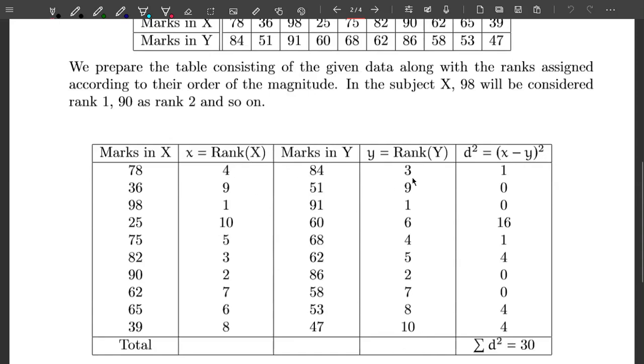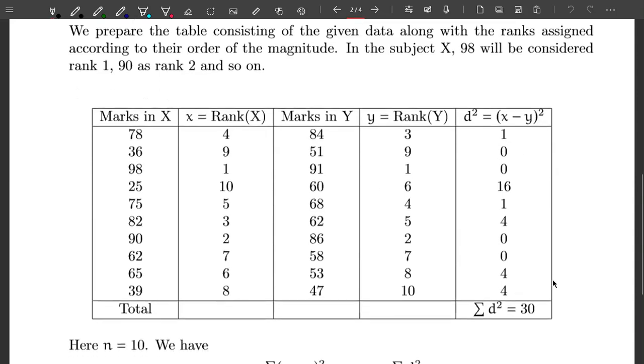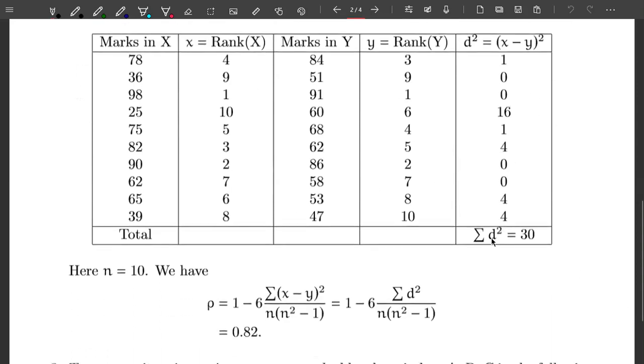So 4 minus 3, that is 1, 1 square, which is 1. 9 minus 9 whole square, that's equal to 0 square. So like that, we can calculate the values of D square for these values of X and Y. And if you calculate summation D square, it will be equal to 30.